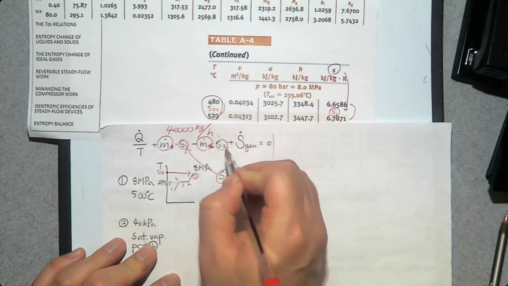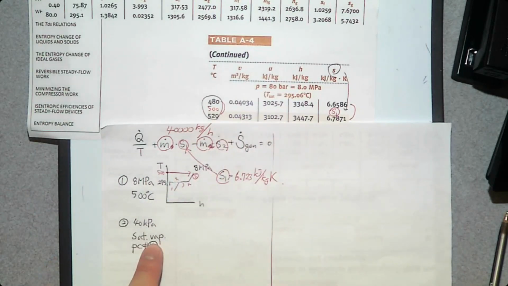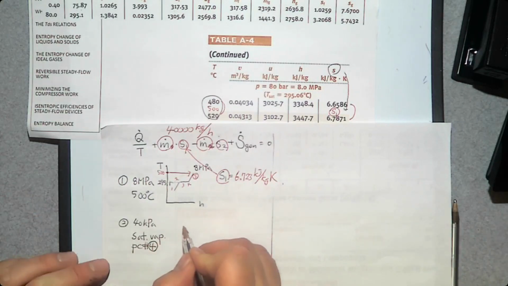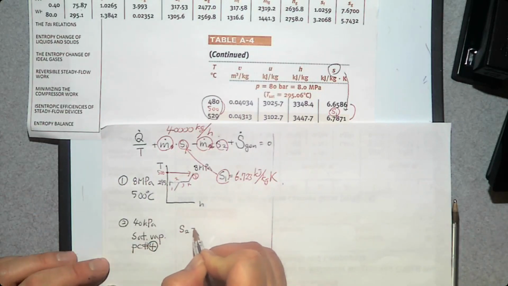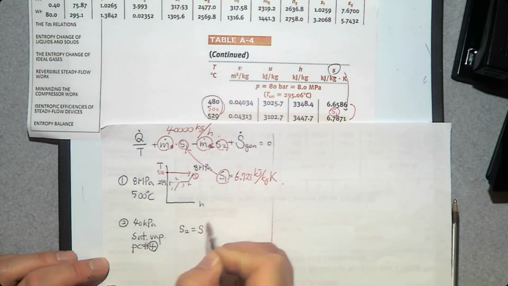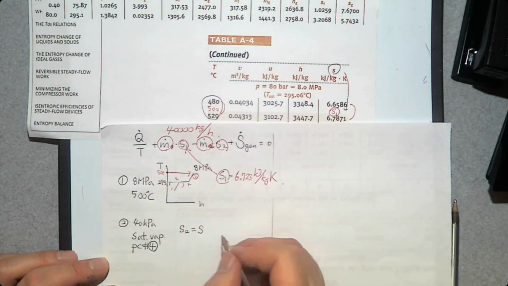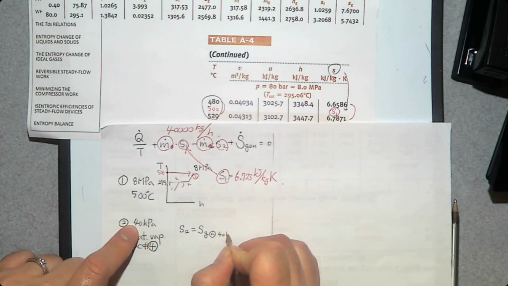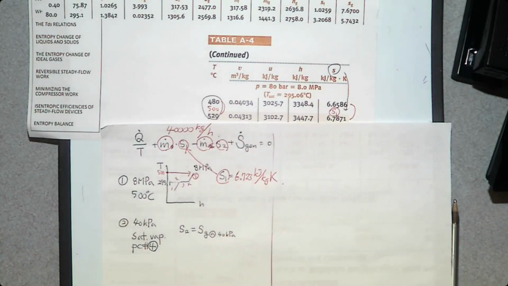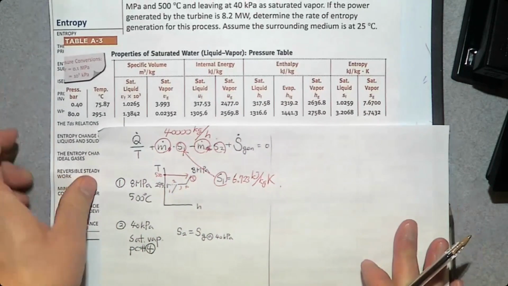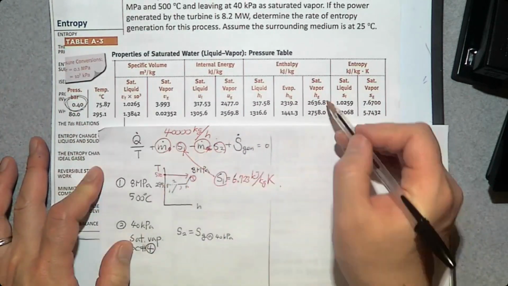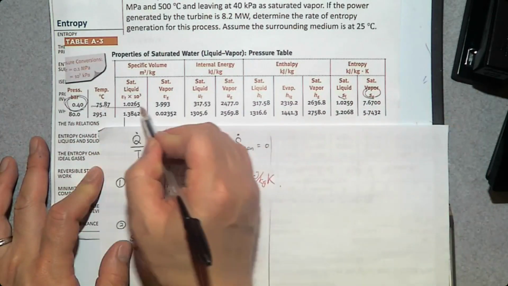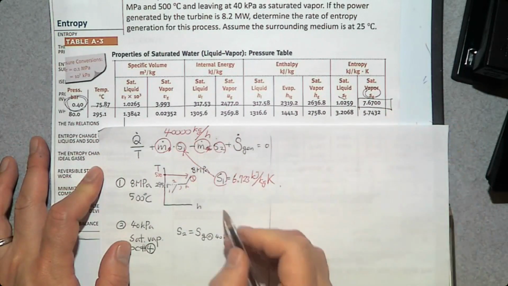What about s2? Oh, it's a saturated vapor. If you know you have a saturated vapor, how do you determine s2? s2 is the same as s what? f? f is saturated liquid. sg, saturated vapor at what condition? This condition, 40 kilopascal. So sg at 40 kilopascal. At 40 kilopascal, sg, this is the number, 7.67.